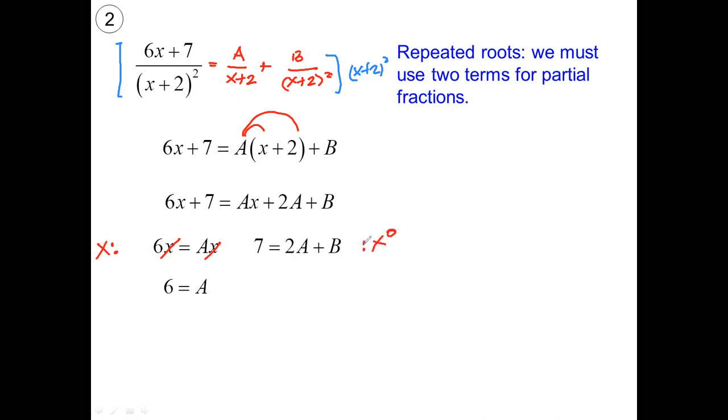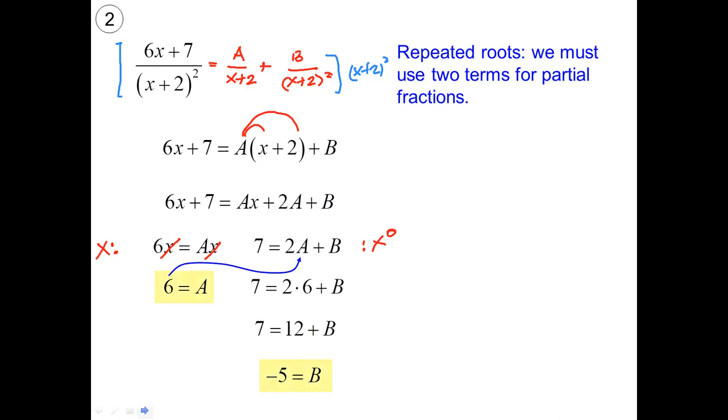The constant here on the left is 7. The constant here on the right is 2a plus b. Since you know already the a here, you just need to substitute. So that would be 7 equals 12 plus b. So your b is -5. So you now know that a and b here are 6 and -5 respectively.